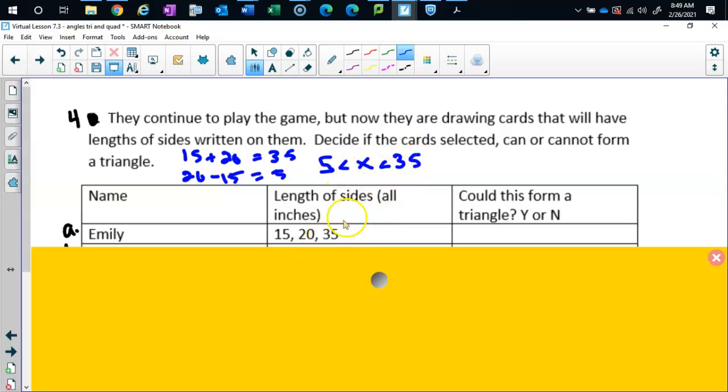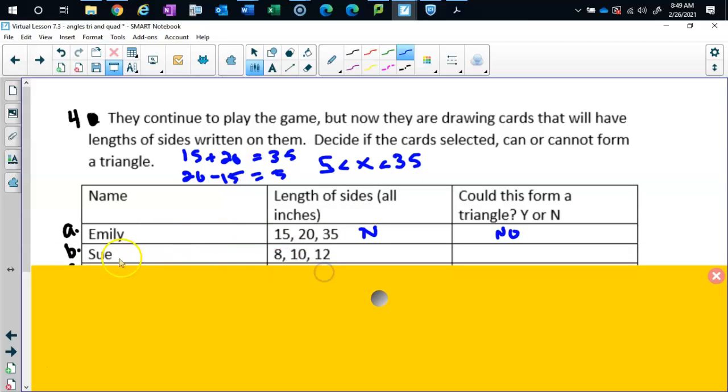Is 35 between these two numbers? No, it is not. Remember, it cannot be these two end lengths. It has to be in between. So Emily is a no. What about Sue? Go. All right. Sue, if I add 8 plus 10, I get 18. If I subtract 8 from 10, I get 2. So our third side has to be between 2 and 18. Is 12 between 2 and 18? Yes, it is.